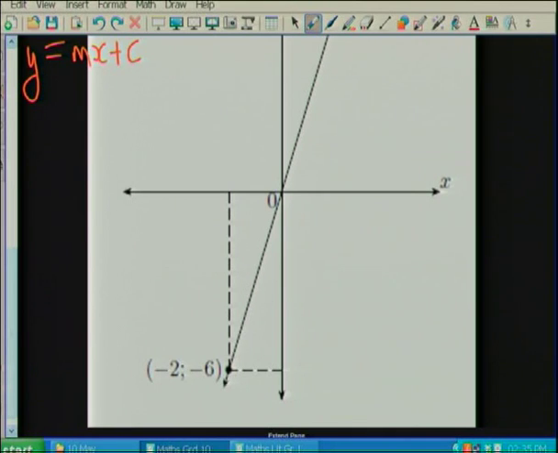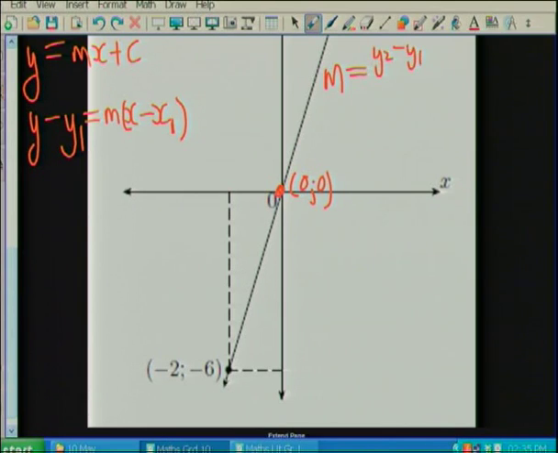Now I don't know how many of you actually use this equation, but I find that most people do best if they use this equation to find the equation of a straight line. The first order of business is going to be to calculate the gradient of the line. It's very clear that it goes through the origin. So, gradient formula: y2 minus y1 over x2 minus x1.